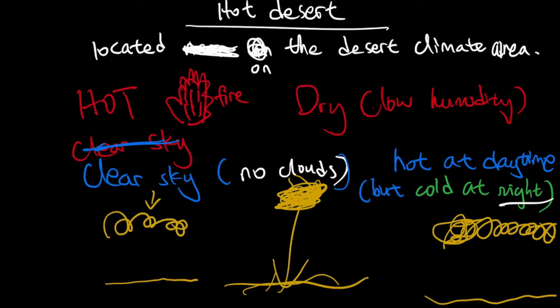Let's review again. The dry, hot atmosphere goes up to the hot desert, and therefore no clouds form. So it is hot and dry at daytime, and cool and dry at night. The reason there aren't clouds is because it is dry, so there's no high humidity, there are no water molecules in the air. So yes, basically we've done this.